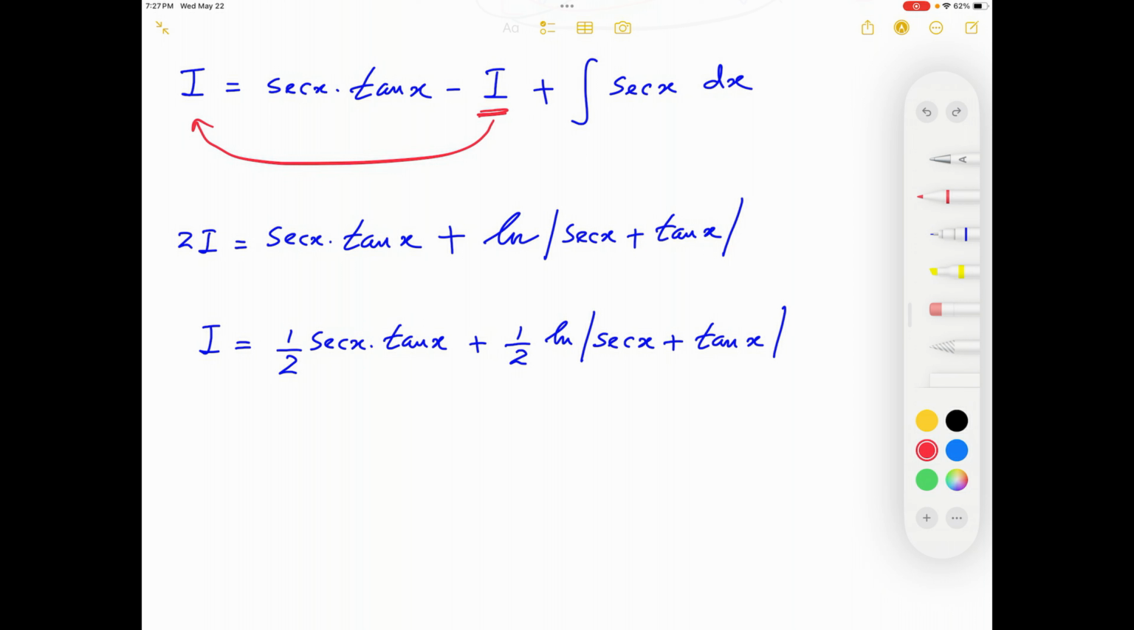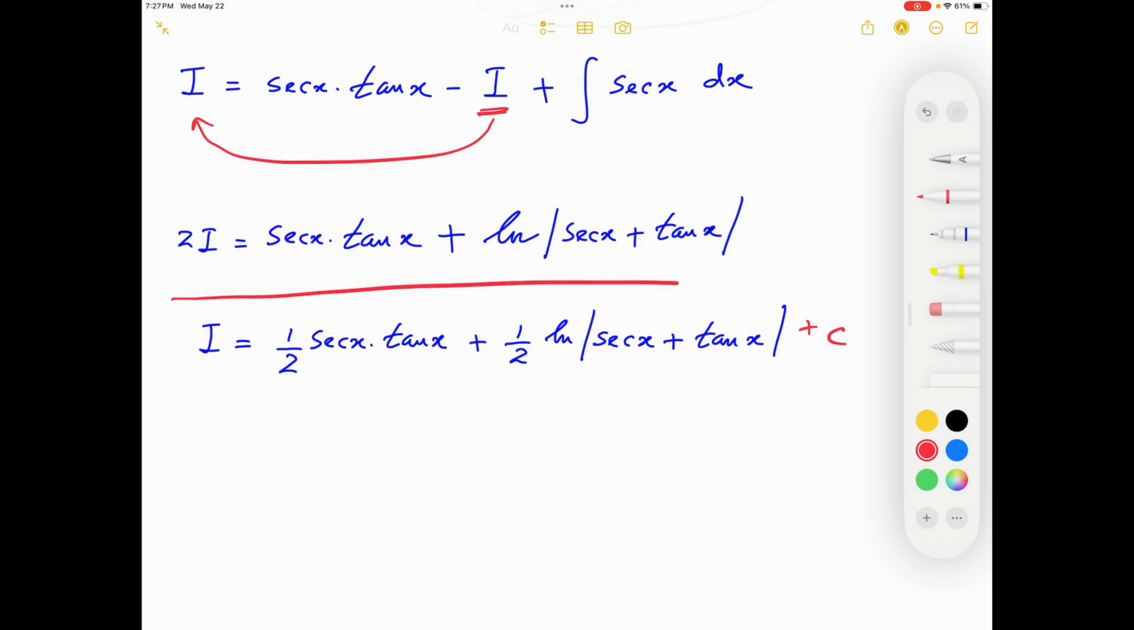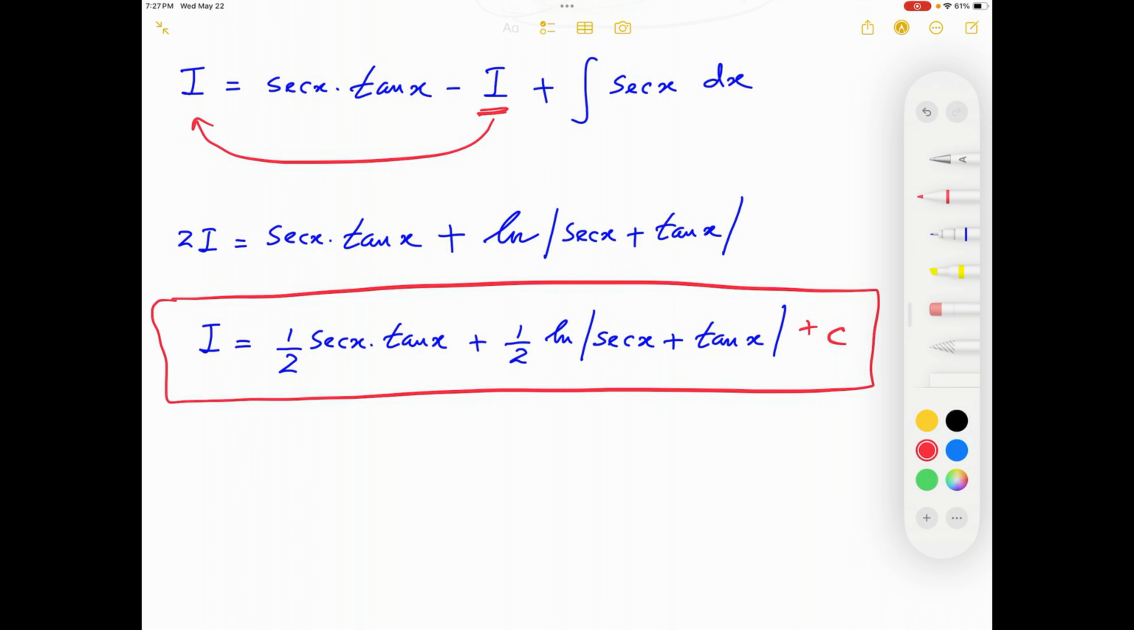Usually the integration of secant cubed x is found in the middle of some other integration problem. In case the integration of secant cubed x is given to you as a complete question, do not forget to add plus c, an arbitrary constant. All right, this is the complete answer of the integration of secant cubed x. This is a very important integral. Please make sure that you know it inside out.